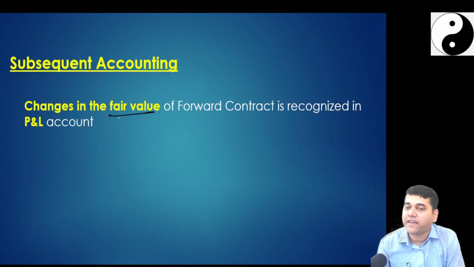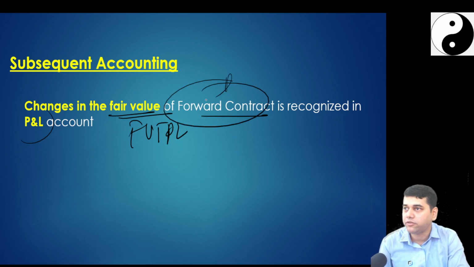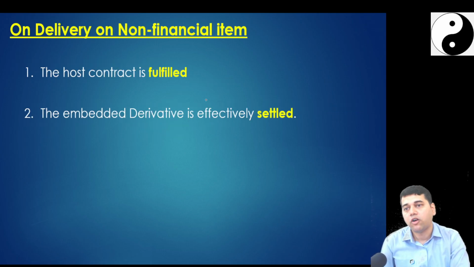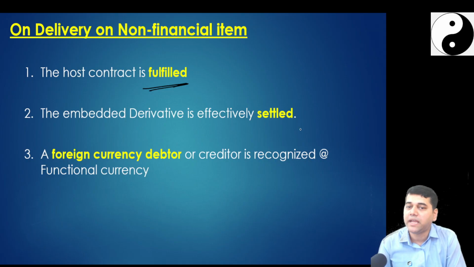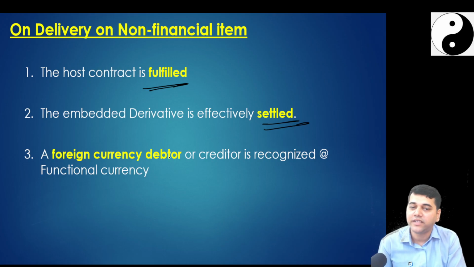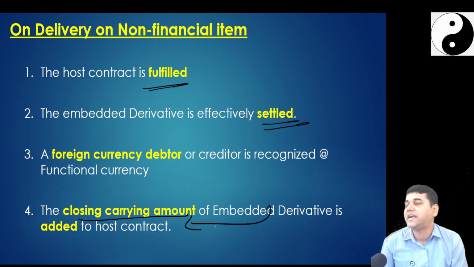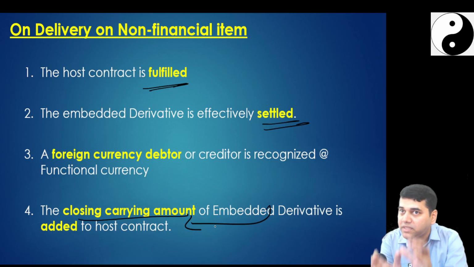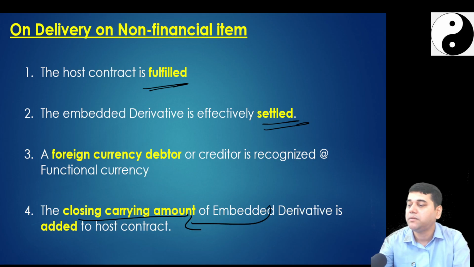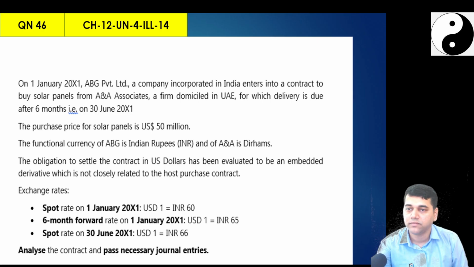Subsequently, changes in the fair value of the forward contract are recognized in P&L because it is FVTPL. A forward contract is a derivative. And on delivery, the host contract is fulfilled and the embedded derivative is settled. It will go to the host contract. Foreign currency debtor or creditor is recognized, and the closing carrying amount of the derivative is added to the host contract. Let us keep these guidelines and solve the problems one by one with question 46. The same theory I will explain to you while solving the problem.